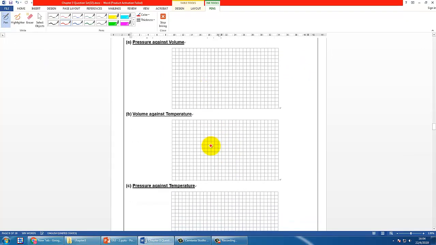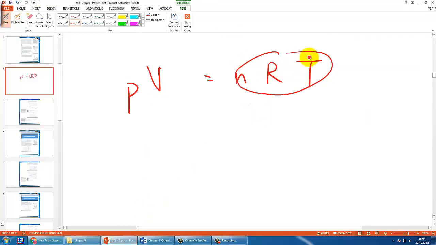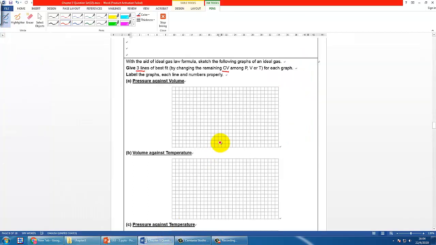So do it for all three graphs, and for each of them you need to draw three lines for different values of the remaining control variable. So for example, if it is pressure against volume, you should have three lines on the graph that represent a high temperature, a medium, intermediate temperature, and a low temperature as well. So there should be three lines, and you should label them, and it will be quite challenging to do.